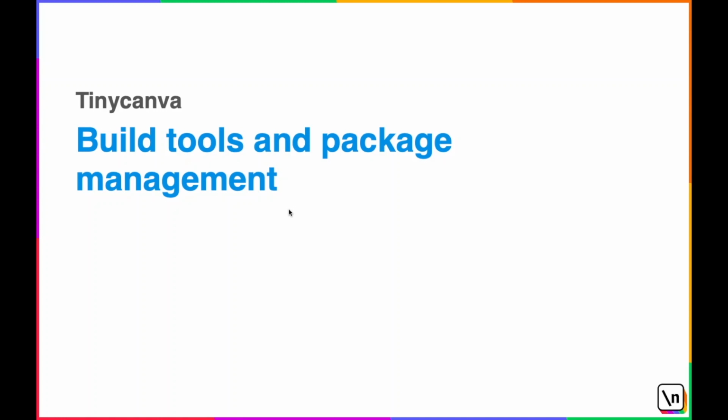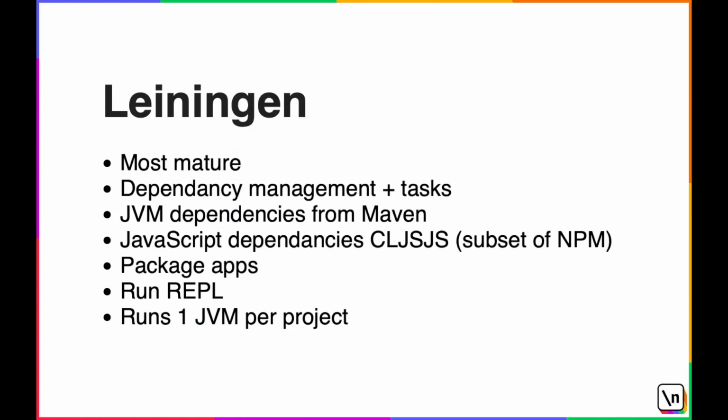Clojure gives you the power to tap into existing ecosystems, but to wield that power, we need a build tool. There are many build tools available, and we'll walk through the famous ones, understanding their pros and cons. The oldest and probably the most mature is Leiningen, or Lein in short. It helps you manage dependencies and project-specific tasks similar to NPM scripts.